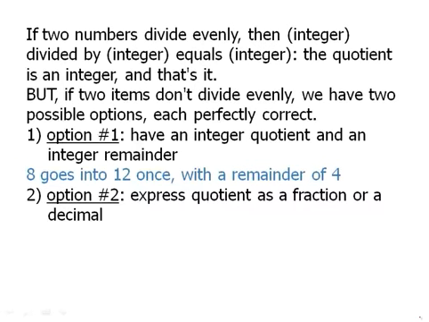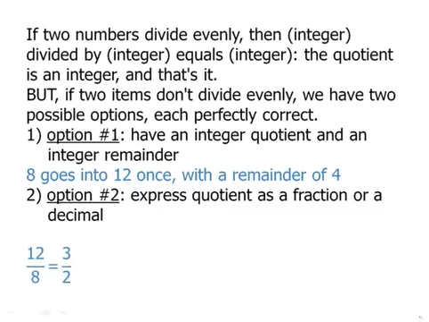Option number 2 would be to express the quotient as a fraction or decimal. So we could say 12 divided by 8, that fraction simplifies to 3 over 2. We could also write that as a mixed numeral, 1 1/2, and we could write that as 1.5. So both of these are perfectly correct.